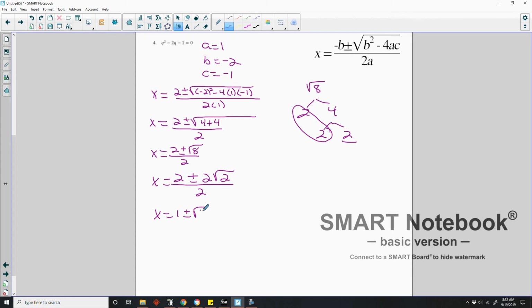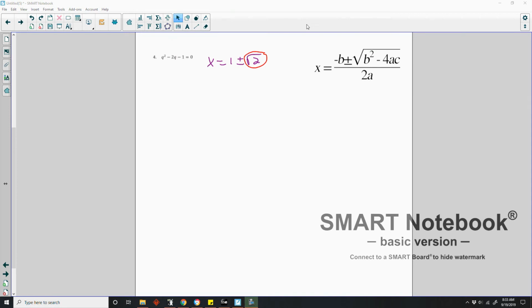And 2 divided by 2 is 1, and 1 times the square root of 2 is the square root of 2. So here is our solution: x equals 1 plus or minus the square root of 2. So there is my solution. Okay, so there's my answer.